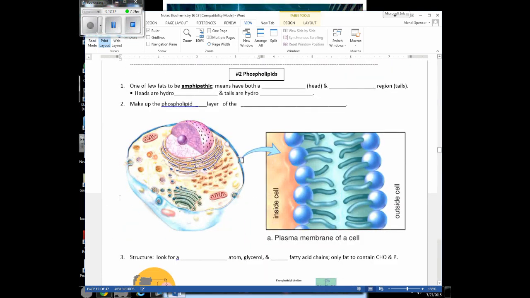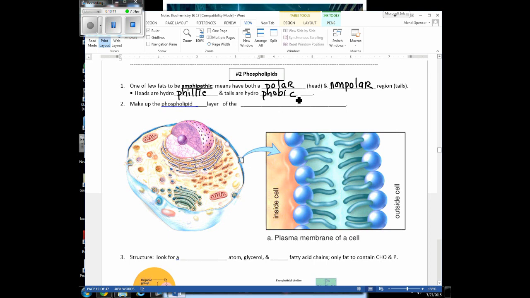Next, we're going to get into the phospholipids. And remember we said that they have both a polar region and a non-polar region. Now, molecules that have both a polar and a non-polar region are called amphipathic molecules. And the polar head region is going to be hydrophilic. It's going to interact with water. Those tails, which are nonpolar, are hydrophobic. They will not interact with water.